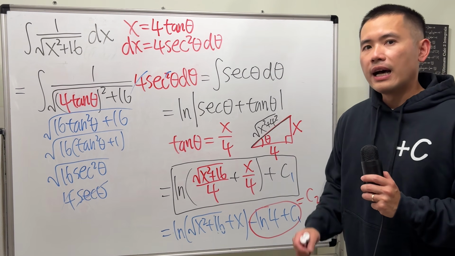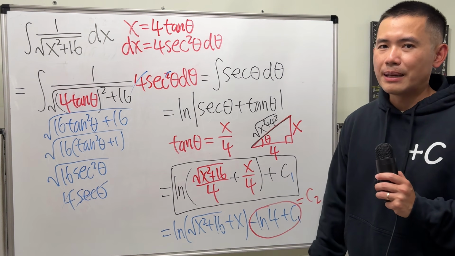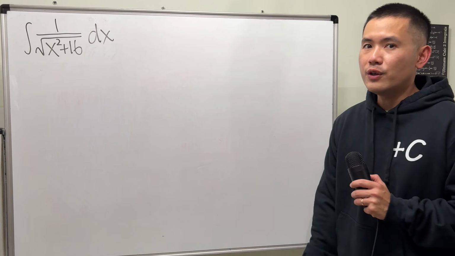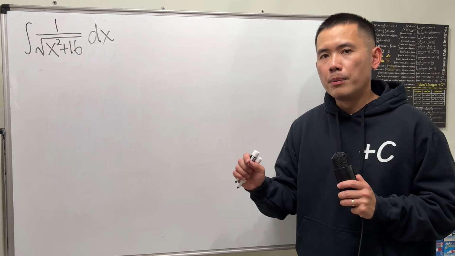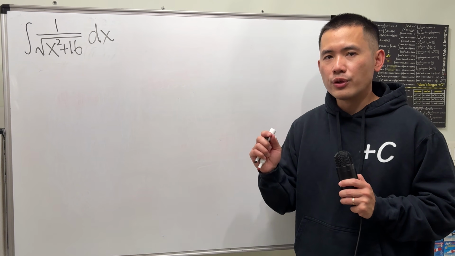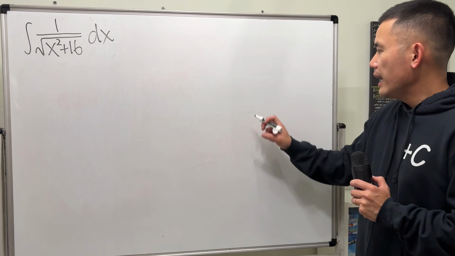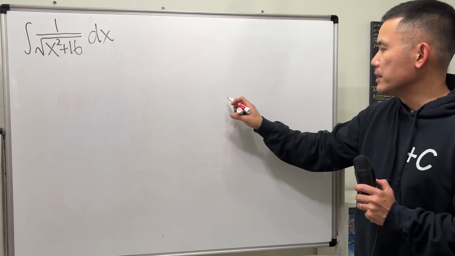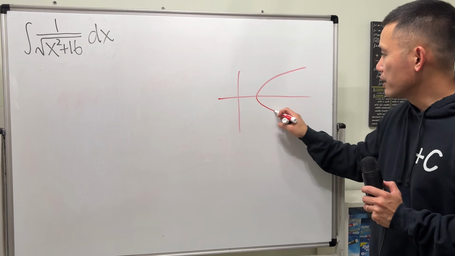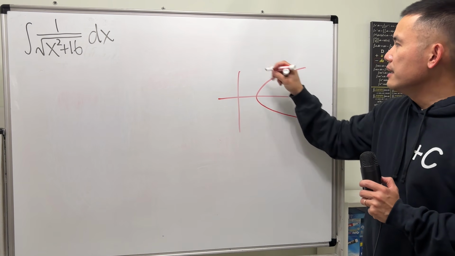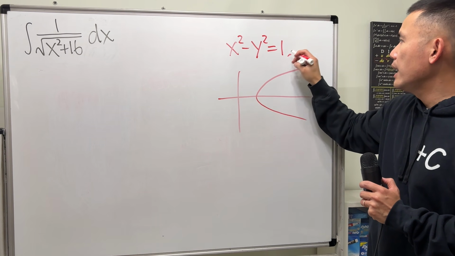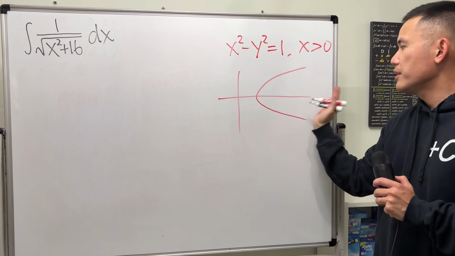Now let's take a look at how we are going to do the hyperbolic substitution. So let me give you a brief review first. When we are doing the hyperbolic functions, there are two main ones, the hyperbolic sine and also the hyperbolic cosine. They are called hyperbolic because they are defined on the hyperbola, this part right here, where x squared minus y squared is equal to 1. And we just care about the right hand side here.